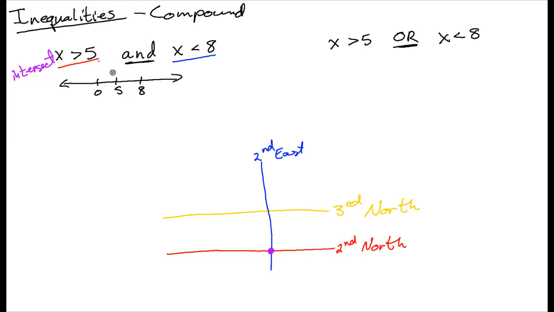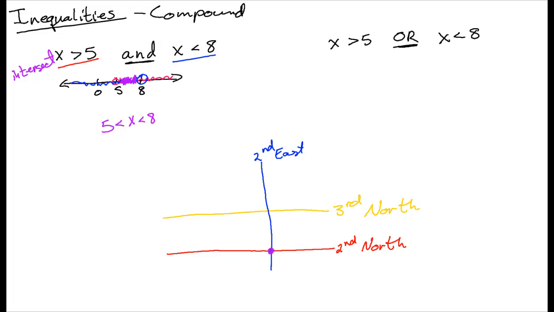So let's graph this x is greater than 5 in red. And let's graph the x less than 8 in blue. And now let's do where the purple is. Ta-da! There's the purple right there. And we can write that as a compound inequality. x is less than 8 and bigger than 5 at the exact same time. That's our solution, and we've written those together as a compound inequality.